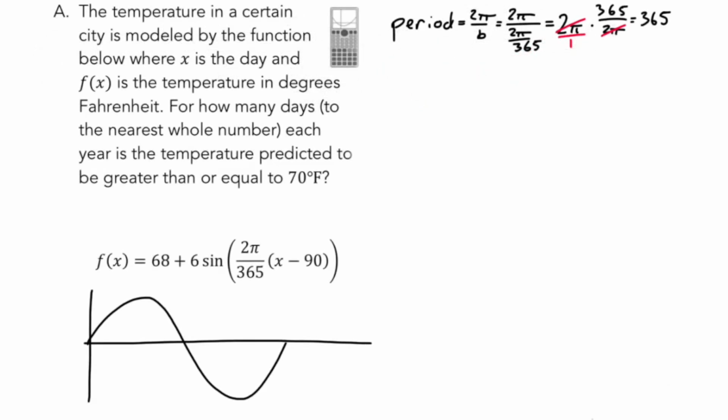And maybe that was obvious, because this problem is talking about temperature over the course of a year. Like x, the input, is days, and the output is temperature. And it makes sense that over the course of the year, there's going to be one time where there's peak temperatures and one time where there's lowest temperatures. So yeah, the period is 365.